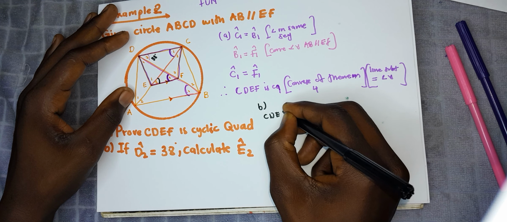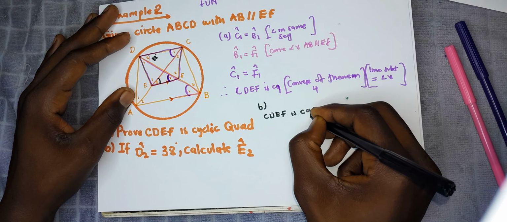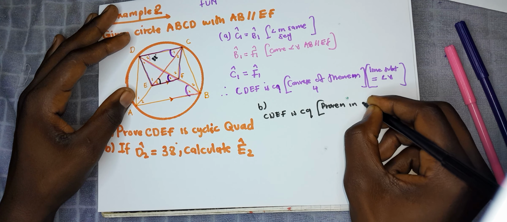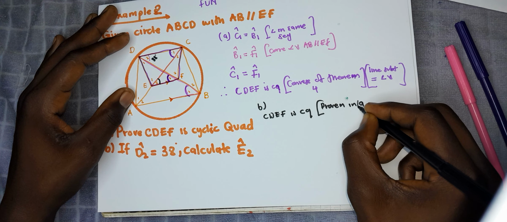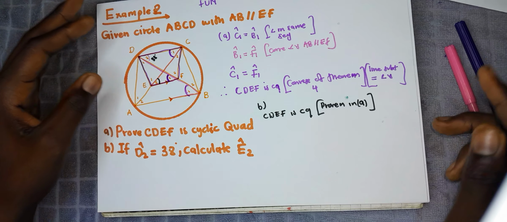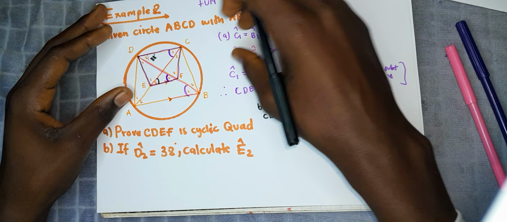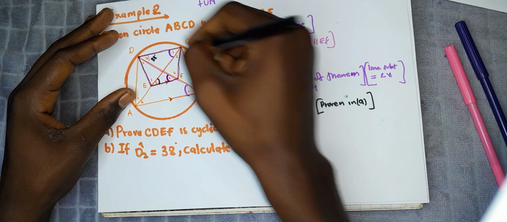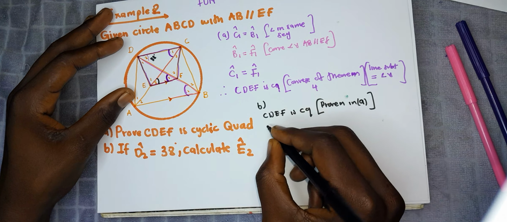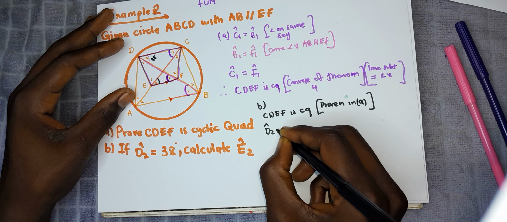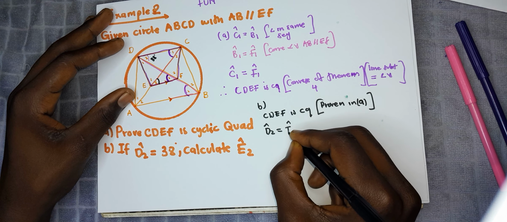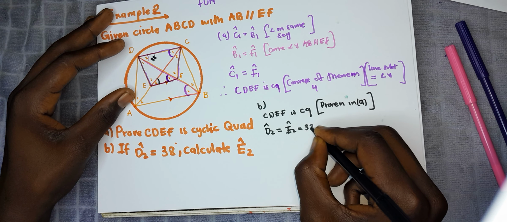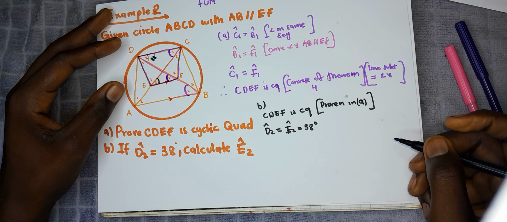CDEF is a cyclic quad. Why do we say so? Because this is proven in question A. So if you prove something, and you conclude it, you have to state the reason why, because it is proven. So if it is proven that this is a cyclic quadrilateral, therefore we can conclude that angle D2 is equal to angle E2, which is also equal to 38 degrees.